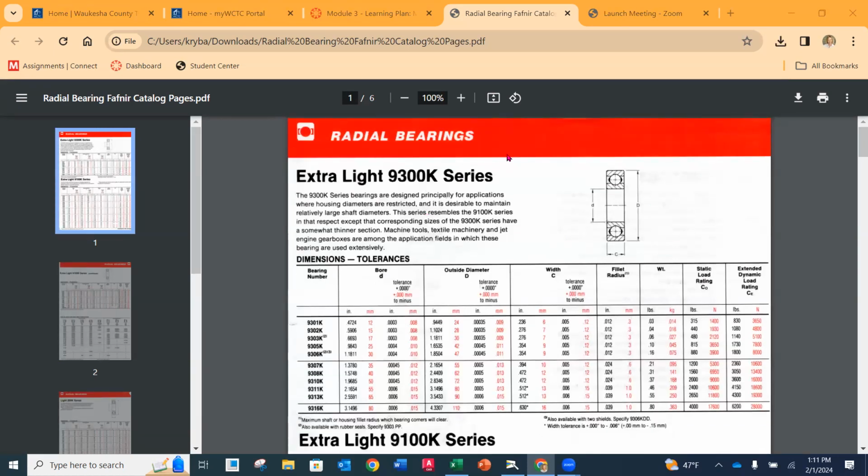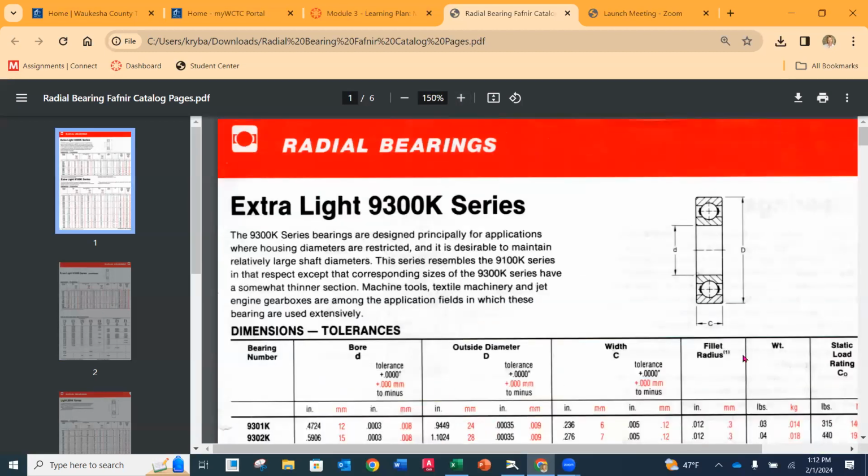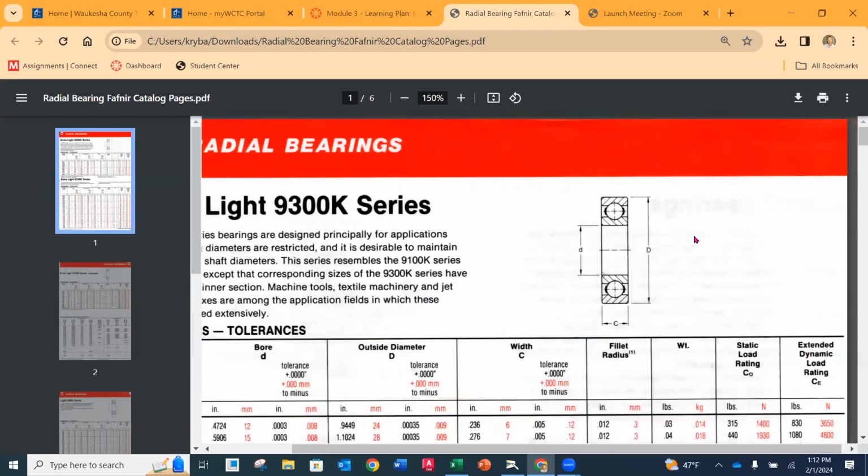So you'll notice that we have an extra light 9300K series. Okay. And on the right-hand side there, they're giving us the nominal sizes. I'm just going to zoom in a little bit here. And the capital D is going to be the outside diameter over the outer race. And the lowercase d is going to be the inside diameter on the bore or the inner race, right?